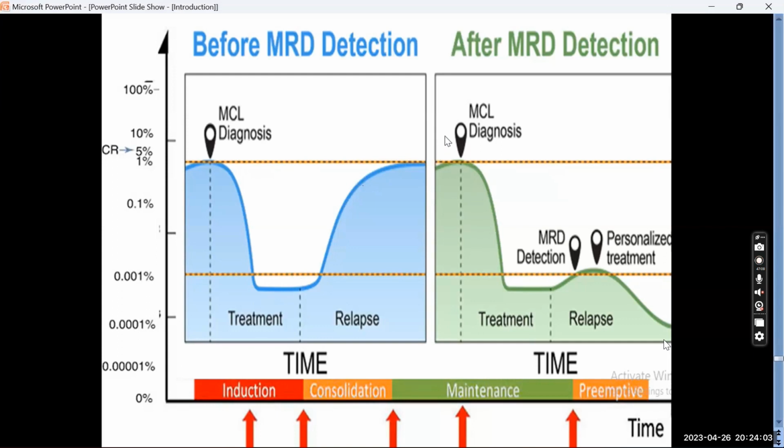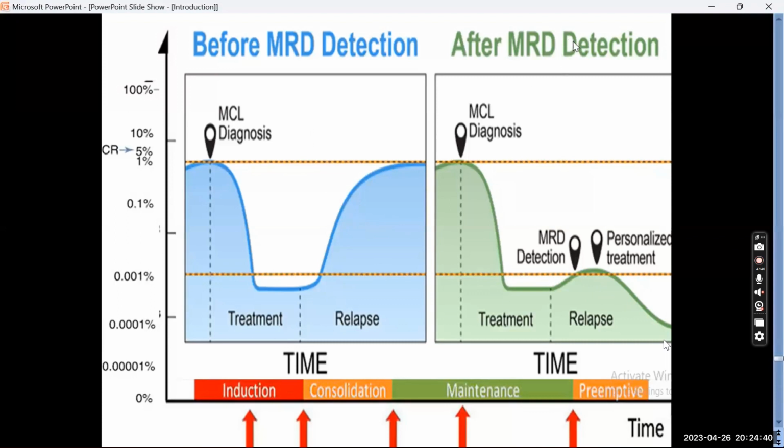But what is the advantage of MRD detection? You have a diagnosis, and after induction the tumor load goes so low, and when you use a sensitive technique like flow cytometry to pick up the residual disease present after treatment, if it is positive, you can augment the therapy. You can make your therapy much stronger, something like a reinduction or adding one more chemo agent to the continuing therapy. Now this slowly rising population will again be controlled, and there's a high chance that the patient can go into remission and will not relapse, as we saw in the earlier case.